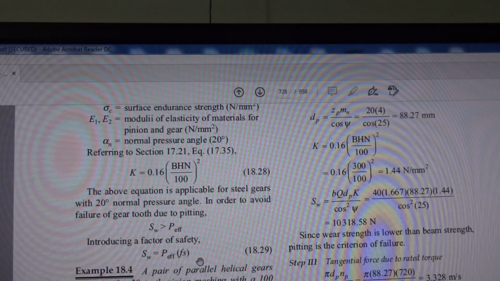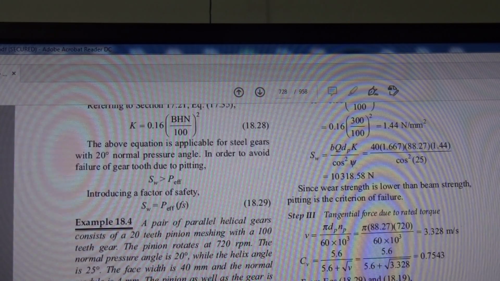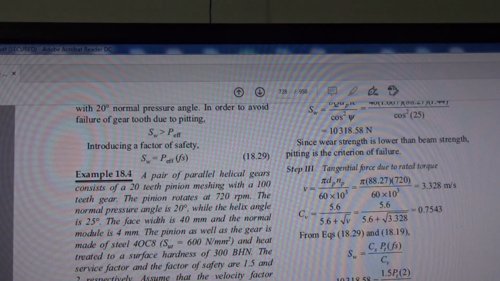So now the theory of the helical gear has been finished. In the next video I will upload the solution of one question based on the design of the helical gear. After that I will discuss the bevel gear and worm gear. Thank you for watching and for your patience.